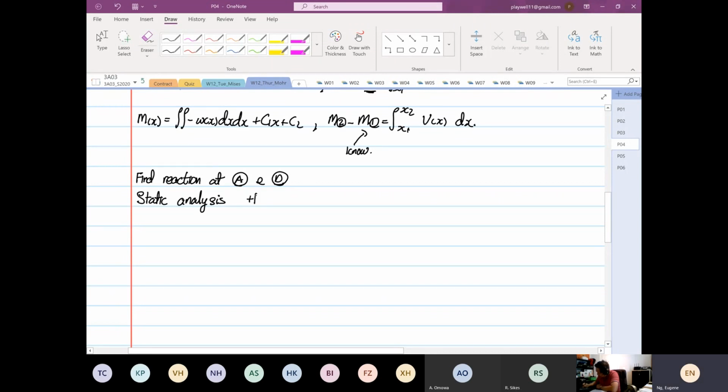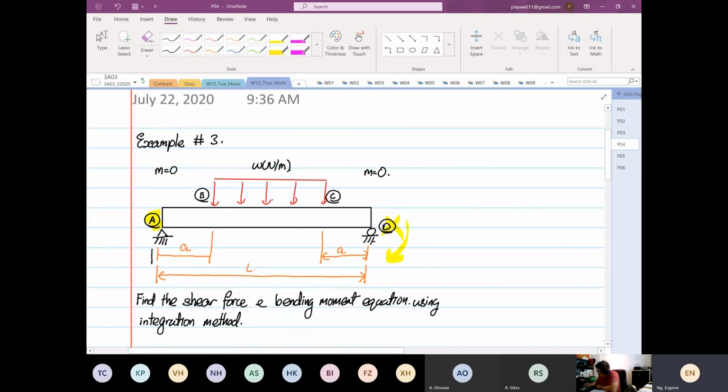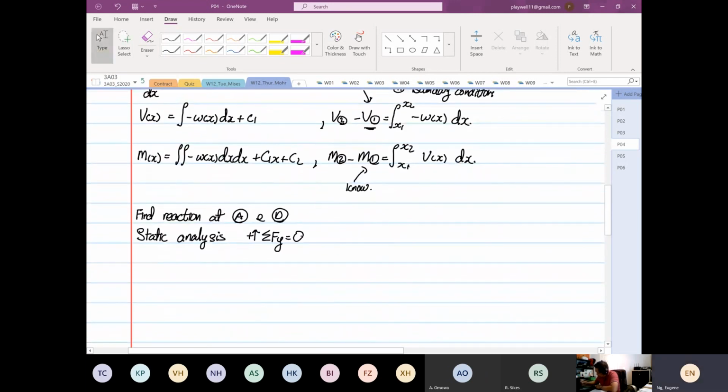Right, so positive, that's going up, summation of forces in y is equal to 0. So we know that this is your ay. Over here, this is your dy. And your load coming down is omega times (L minus 2a), because the distance from here to here is L minus 2a. Okay. So from here, you have ay plus dy minus omega (L minus 2a) is equal to 0.